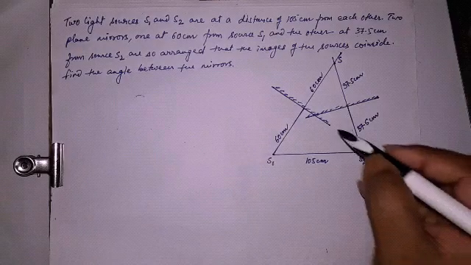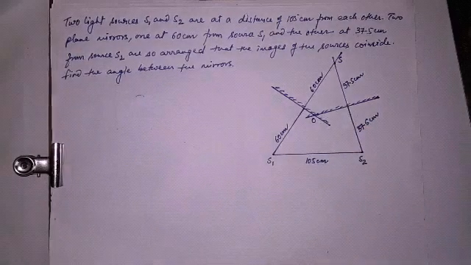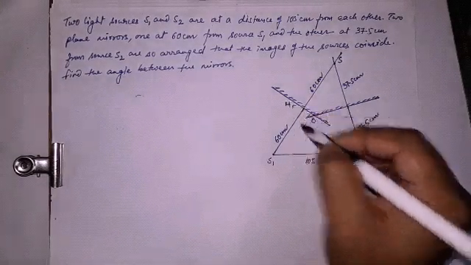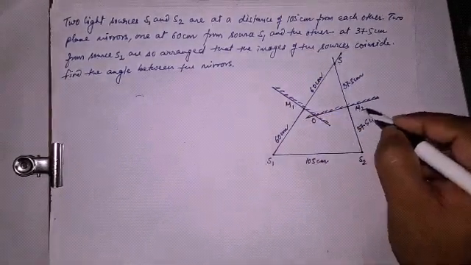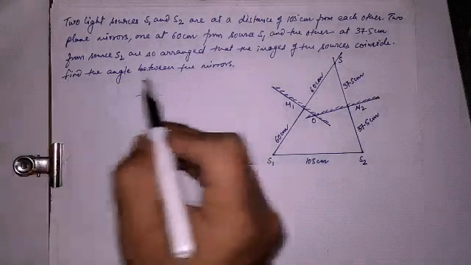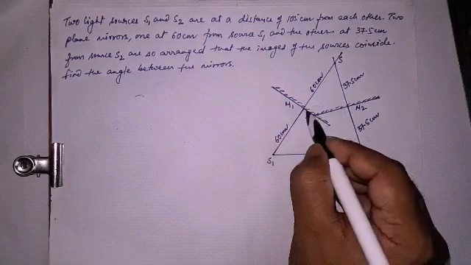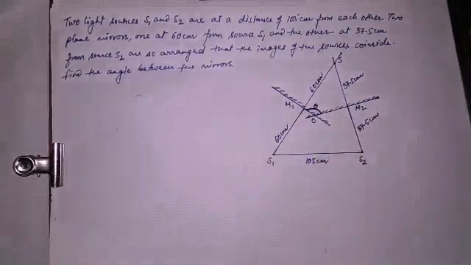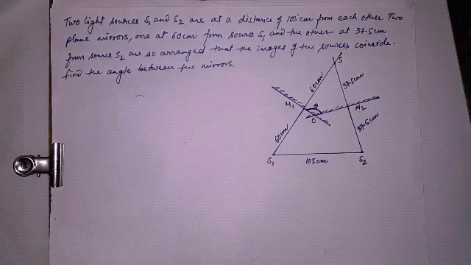Now, let the point of intersection of these two mirrors be O. Let this mirror be M1 and this be M2. Now, what we have to find out is the angle between the mirrors. That means this angle we have to find out. That is theta.